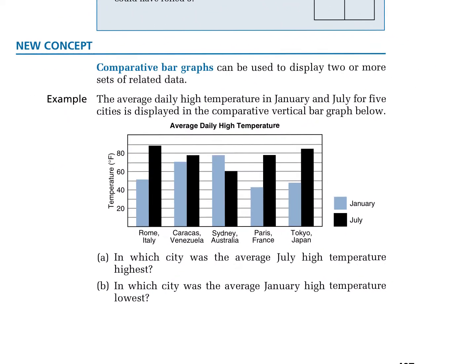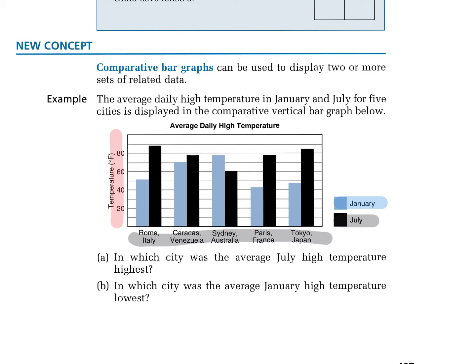New concept. A comparative bar graph can be used to display two or more sets of relative data. Example, the average daily temperature in January and July for 5 cities is displayed in the comparative vertical bar graph below. As you can see here at the bottom, they have the cities. Along the vertical axis, they have the temperature. And then here on our legend, they show that January is in blue and July is in black.